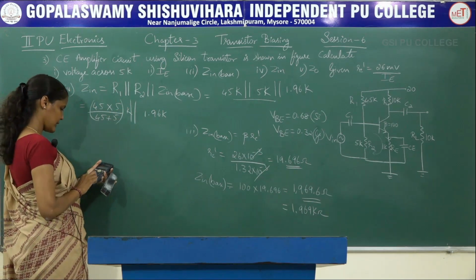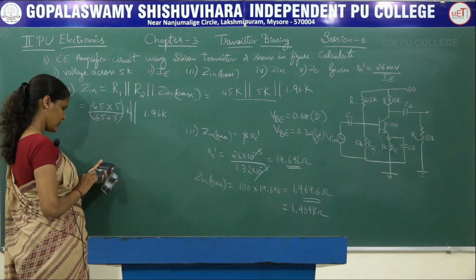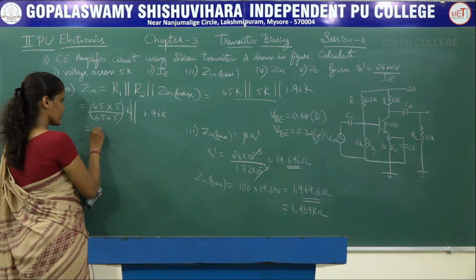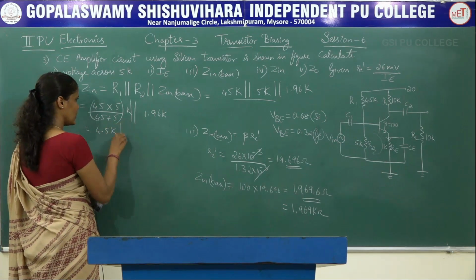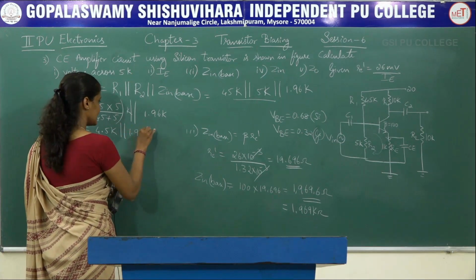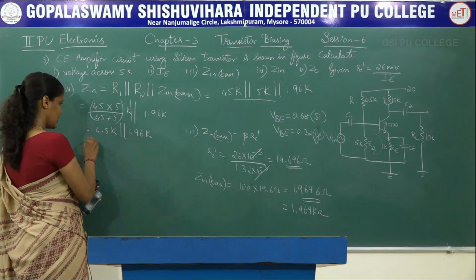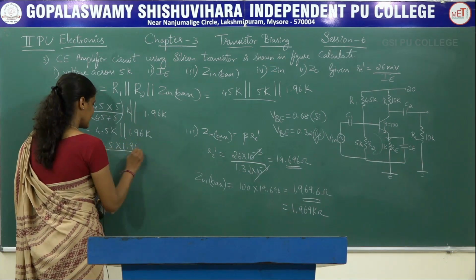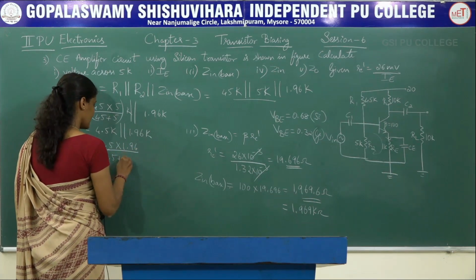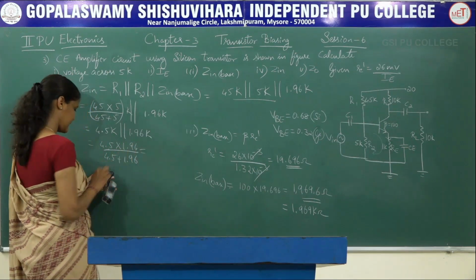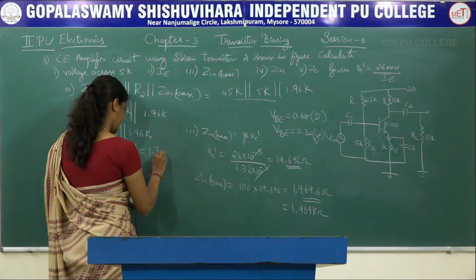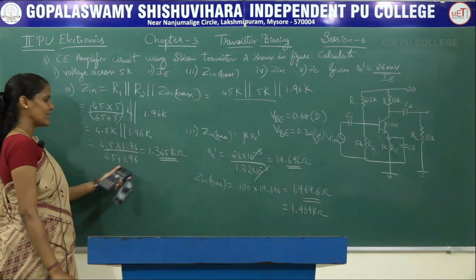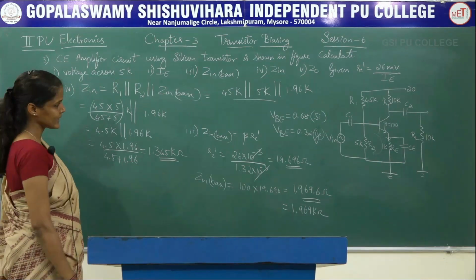So 45 into 5 divided by 50 gives me 4.5 kilo parallel to 1.96 kilo. 4.5 into 1.96 divided by 4.5 plus 1.96. The answer is 1.365 kilo ohms. So Zin value is equal to 1.36 kilo ohms.